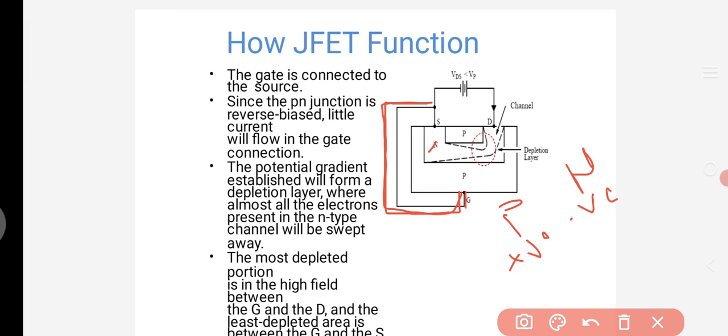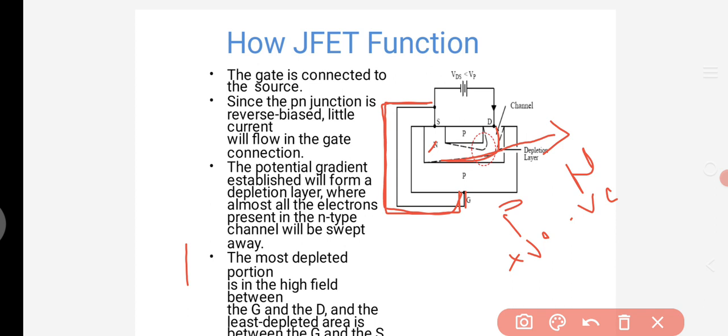Now the potential gradient established will form a depletion layer, where almost all the electrons present in the n-type channel will be swept away. Due to the little amount of current flowing through the gate, it provides the potential gradient. So here is our depletion layer, where almost all the electrons in the n-type channel will be swept away.